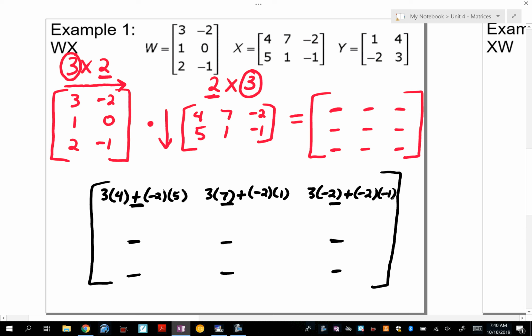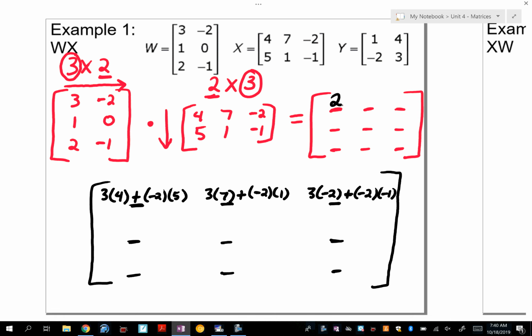I'm going to pause here. Let me know if you have questions. Who has questions? No questions? Okay, let's just take a few moments to write down the answers then. So this is going to be 12, and this is going to be negative 10. What's 12 plus negative 10? A 2. That's going to be one number in my answer matrix.